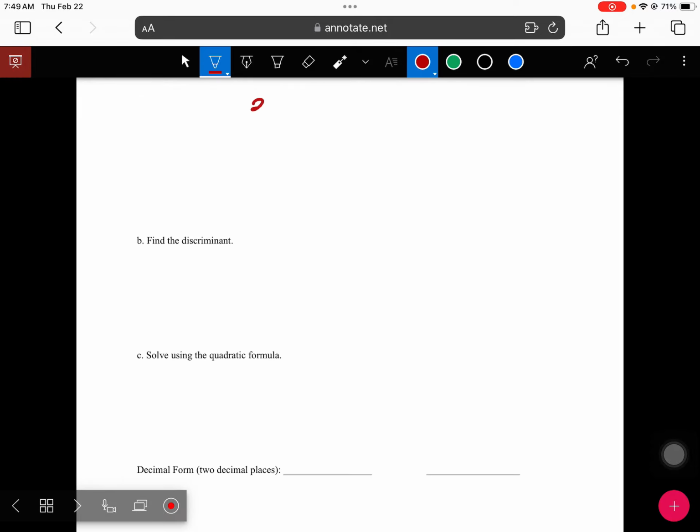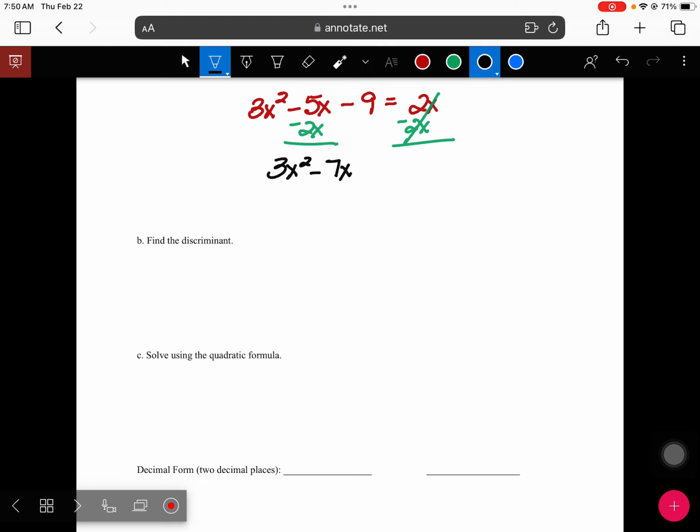3x squared, what was it? Minus 5x, minus what? Equals 2x. All right, so what would I have to do to set this equal to 0? Subtract 2x. Notice where I subtracted the 2x on the left-hand side. Yeah, you can simplify those terms. So you're going to get 3x squared minus 7x minus 9 equals 0.